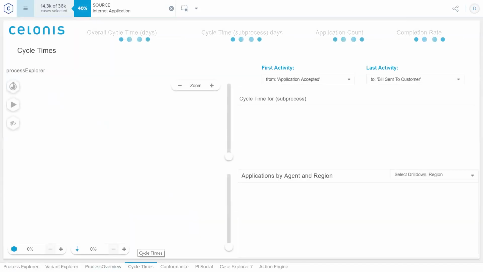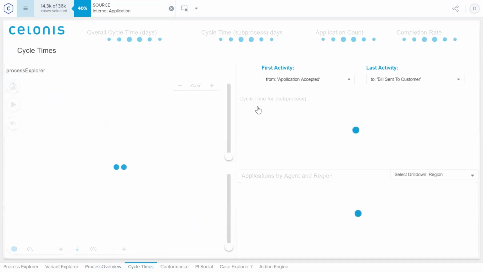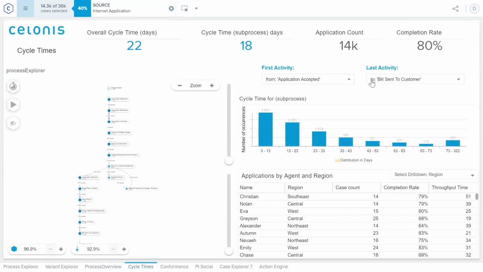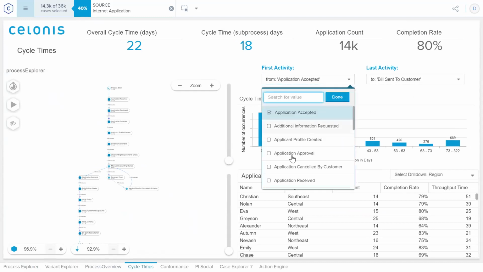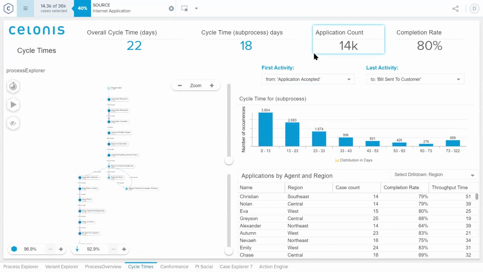We have the ability to look at cycle times and understand from one activity to another what are those cycle times. So you have the ability to select the various process steps in here along the way and measure what those cycle times are, as well as, again, seeing what the application counts are, what the overall cycle time is, and what the completion rate is.